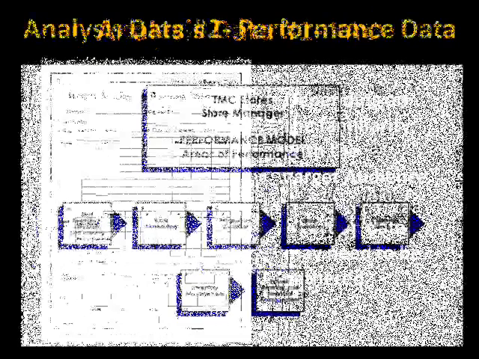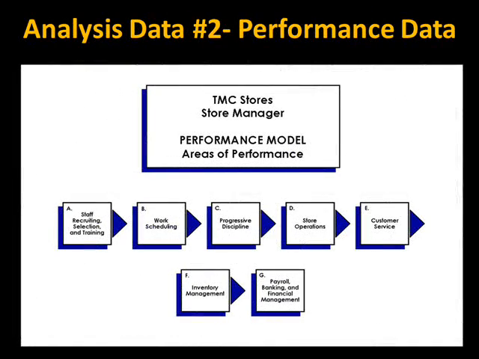The second part of the analysis data is to look at performance. The first thing we would do is organize our view of performance into what I call areas of performance. These are also known as major duties, key results areas, many different labels for this concept. ADDIE is a set of areas of performance. DMAIC from the Six Sigma world is a set of areas of performance.